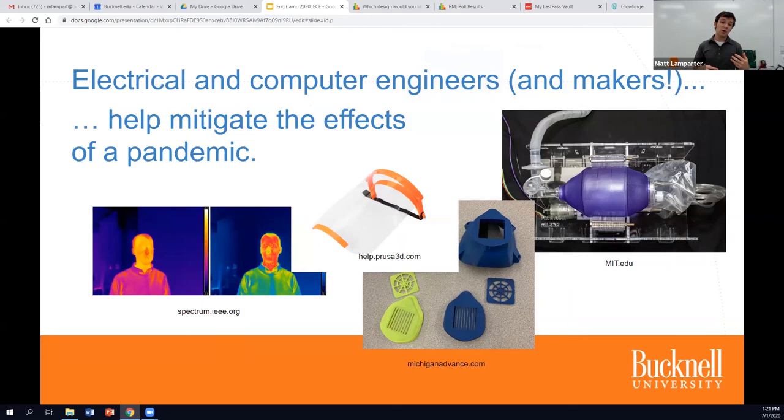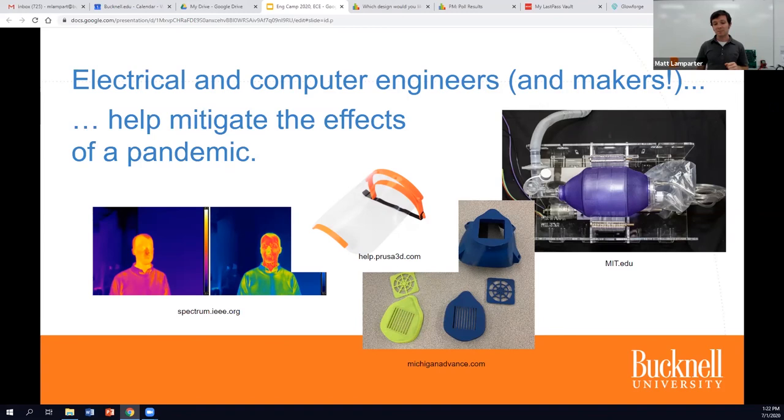Something that hits a little bit closer to home and is a little more topical is that ECEs and makers, people who don't even necessarily have degrees, help mitigate the effects of a pandemic, such as the one we're in the midst of right now. A lot of people are working on things like ventilators, these machines that help you breathe when you're in a hospital. There are people working on contact tracing methods, and contactless temperature checking. And right here on Bucknell's campus, in our makerspaces back in March and April, when the pandemic was first gearing up, we were helping create various forms of PPE, things like face shields and door openers and tents for when people are being intubated in hospitals. We were helping produce those items for our local healthcare providers in the community.